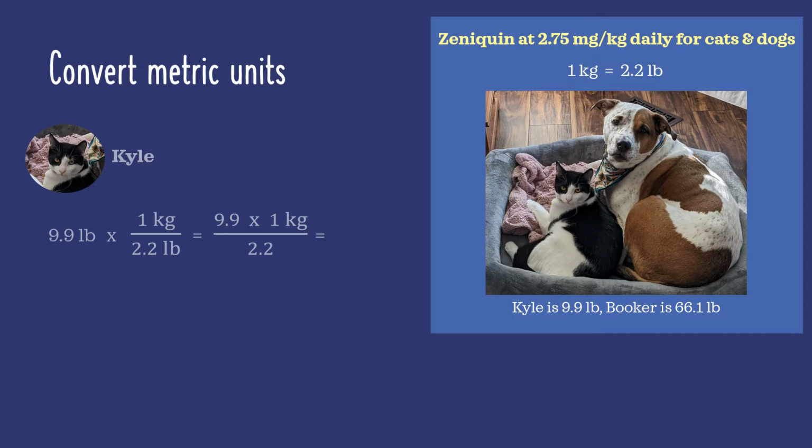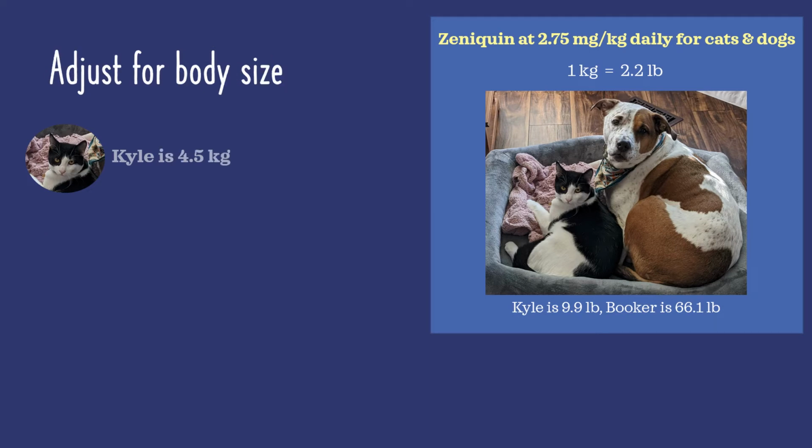So this big fraction has been cleaned up. We've removed the pounds that canceled, and now we just multiply those numbers across. So 9.9 times 1 kilogram divided by 2.2 is 4.5 kilograms. So Kyle weighs 4.5 kilograms. Now that we have Kyle's weight described in the correct metric units to match the prescription dosage for Zenequin, let's adjust for his body size.